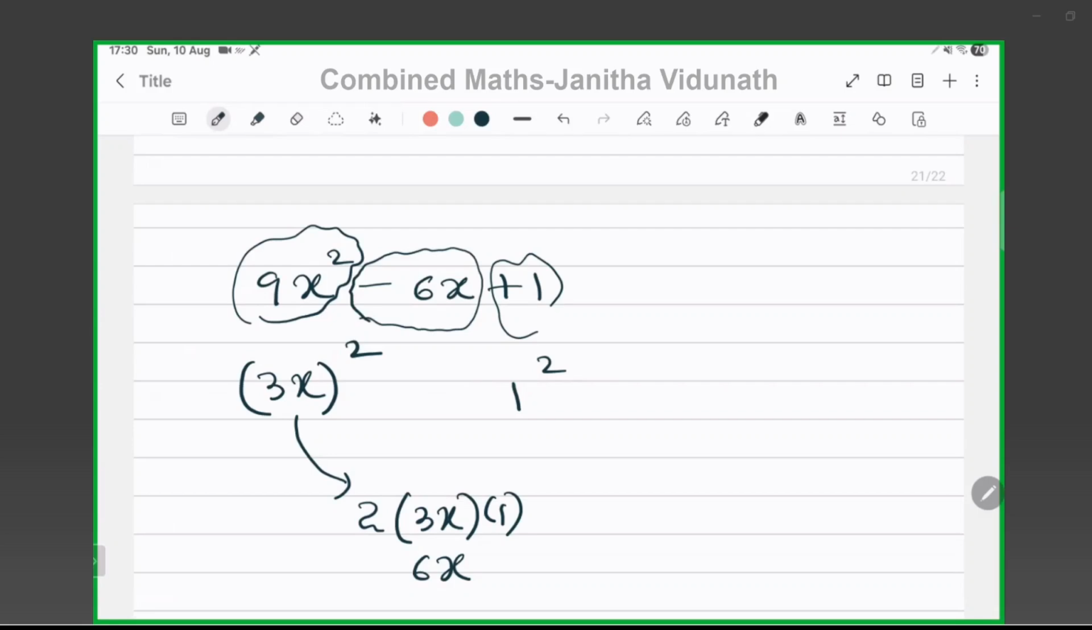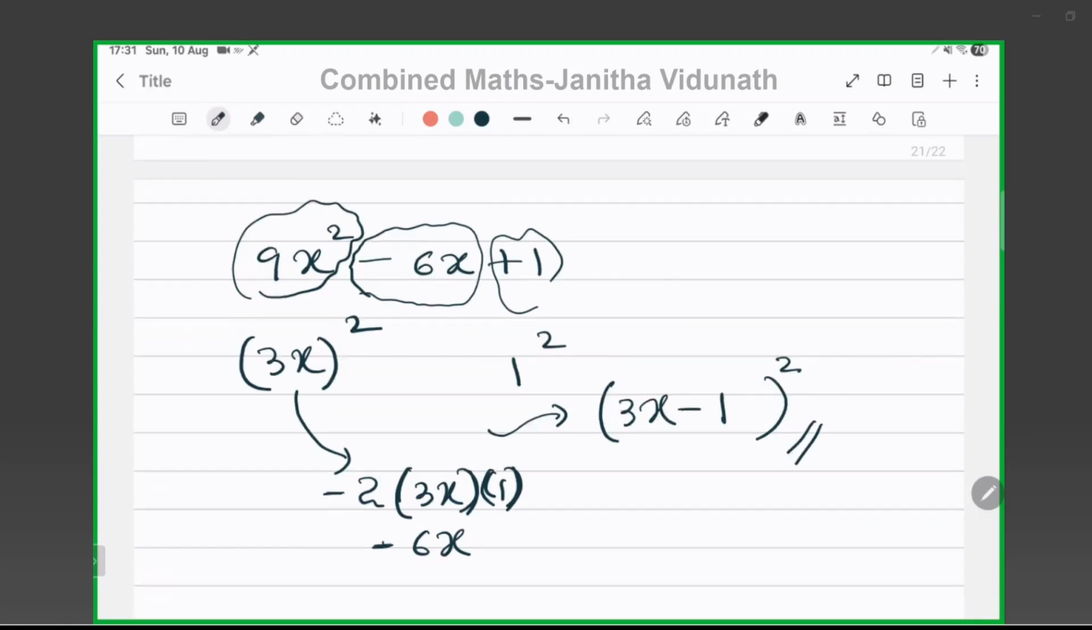That means the middle term is minus 2 times 3x times 1. Then we can simply rewrite this as the first term 3x, and the middle term is minus 2 times 3x times 1. That means the middle sign needs to be minus and the last term is 1 square. Then we can rewrite this as (3x minus 1) whole square.